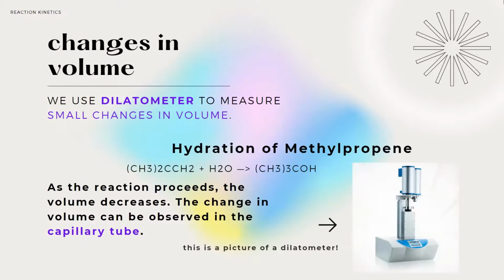Next up, another method for measuring the rate of reaction would be to use changes in volume. One of the tools we can use is a dilatometer that measures small changes of volume. For example, in the hydration of methylpropene, we use this apparatus. As the reaction proceeds, the volume will decrease. This change in volume can then be observed in the capillary tube. Below is a picture of a dilatometer.